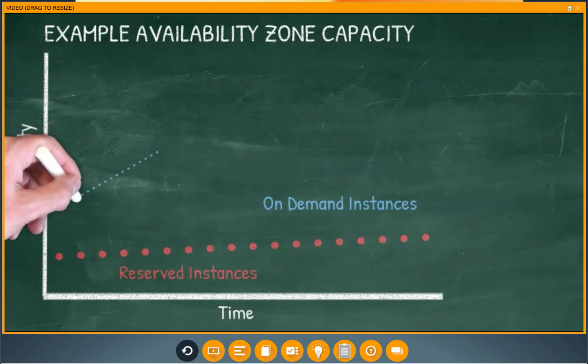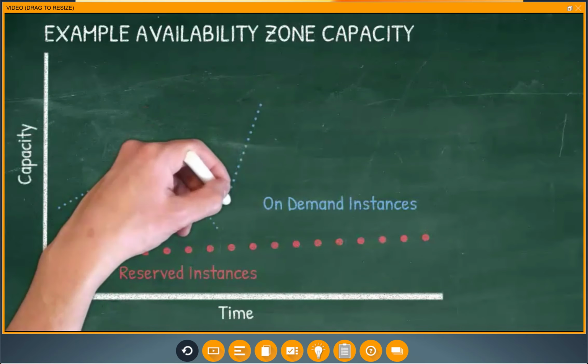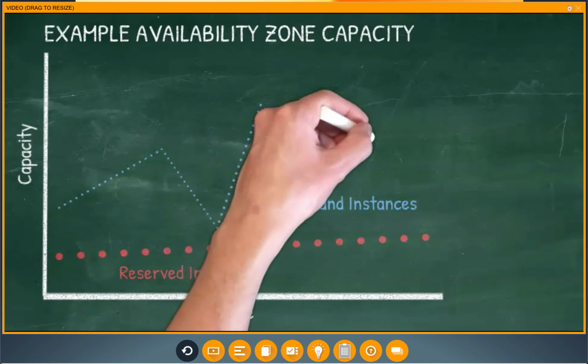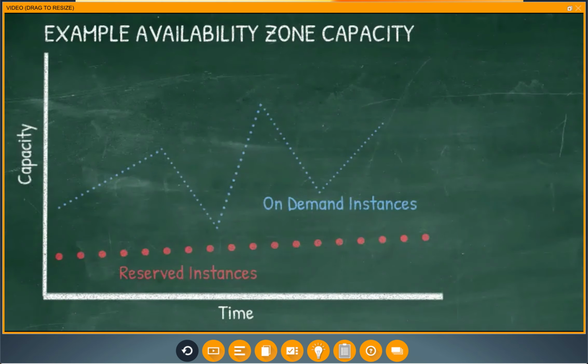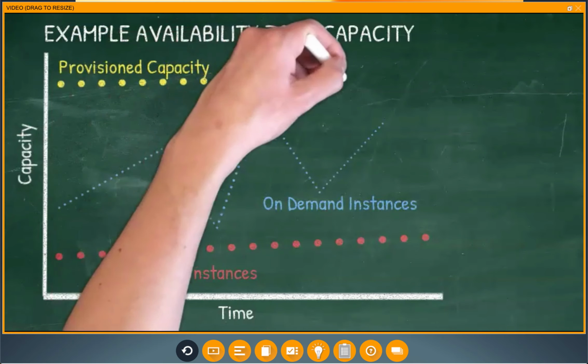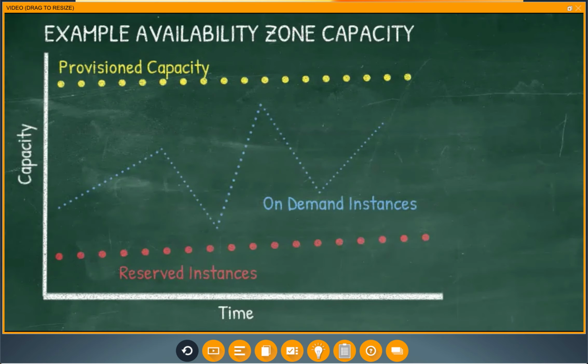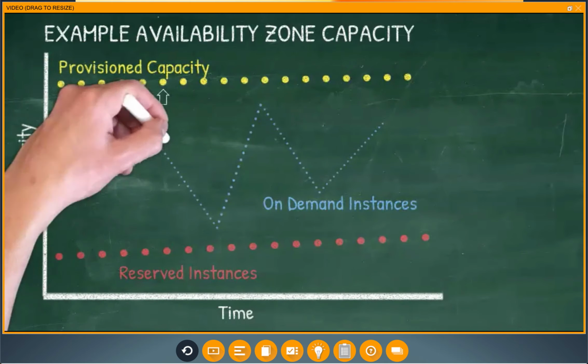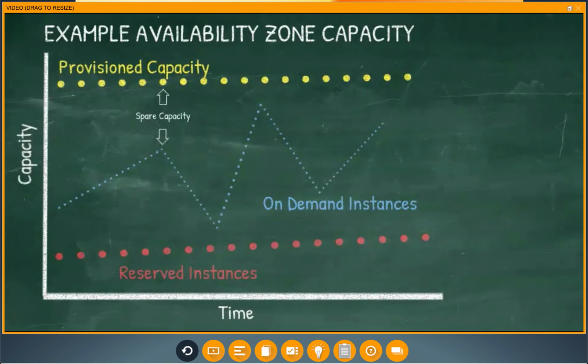The on-demand instance usage is determined by AWS customers. Usage will go up and down based on customer demand, and this is illustrated in the graph. Provision capacity is the amount of compute capacity within the example availability zone. Here we have highlighted the spare unused capacity. Customers can enter their max price for spare capacity in the spot market.